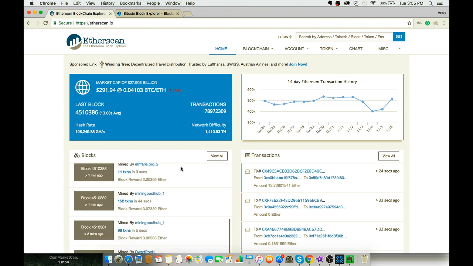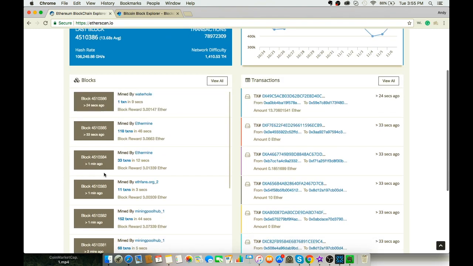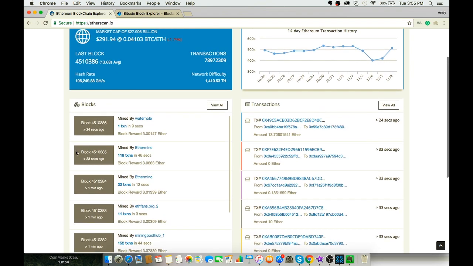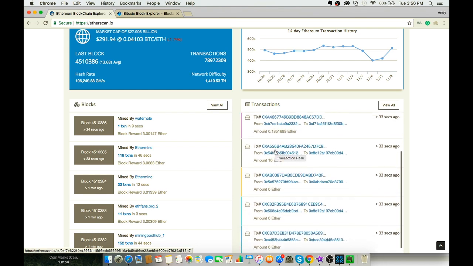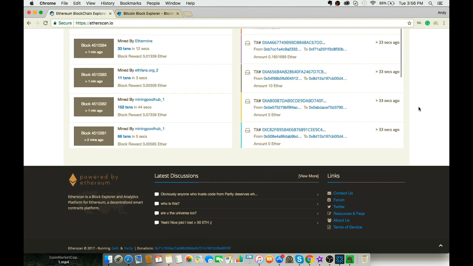So this is their homepage. You can see it shows all the blocks that have been mined in the last, forever. And you can see the last block was mined 24 seconds ago. Here's the transactions that have happened in the last minute. And you can see all those transactions as well if you would like to.